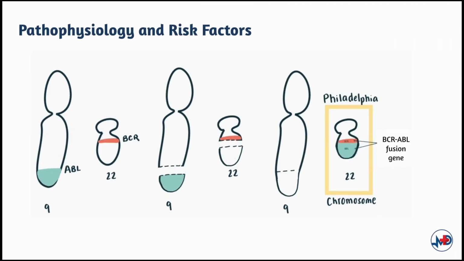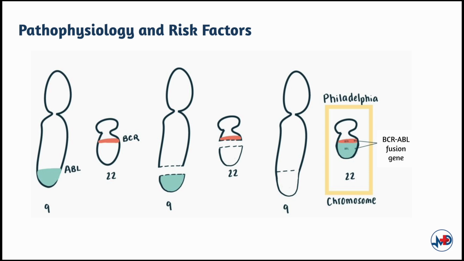Let's look at the pathophysiology of CML. So CML stems from a reciprocal translocation between chromosome 9 and 22 in a hematopoietic stem cell. The BCR gene on chromosome 22 is fused with ABL, which originates from the distal portion of chromosome 9. This forms a BCR-ABL fusion oncogene. The abnormal chromosome 22 is termed the Philadelphia chromosome, which is pathognomonic of CML.